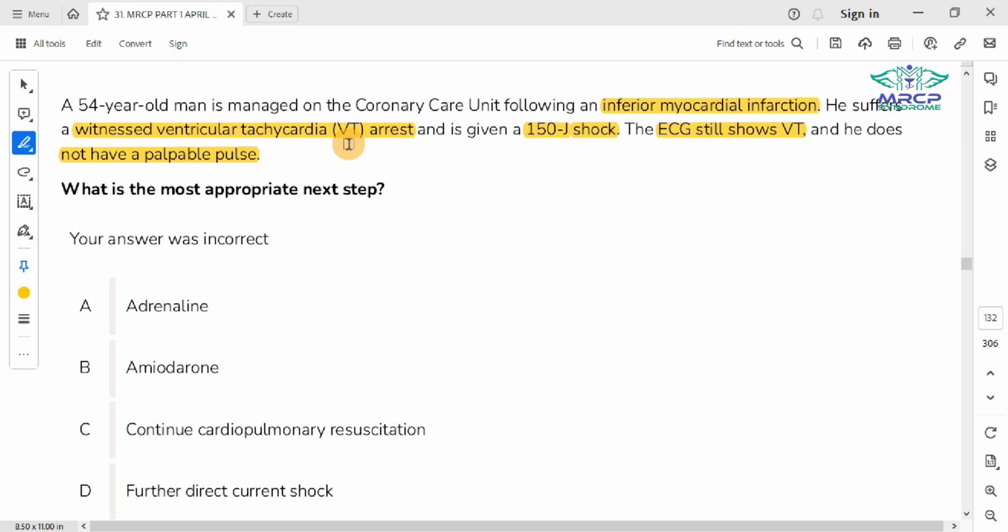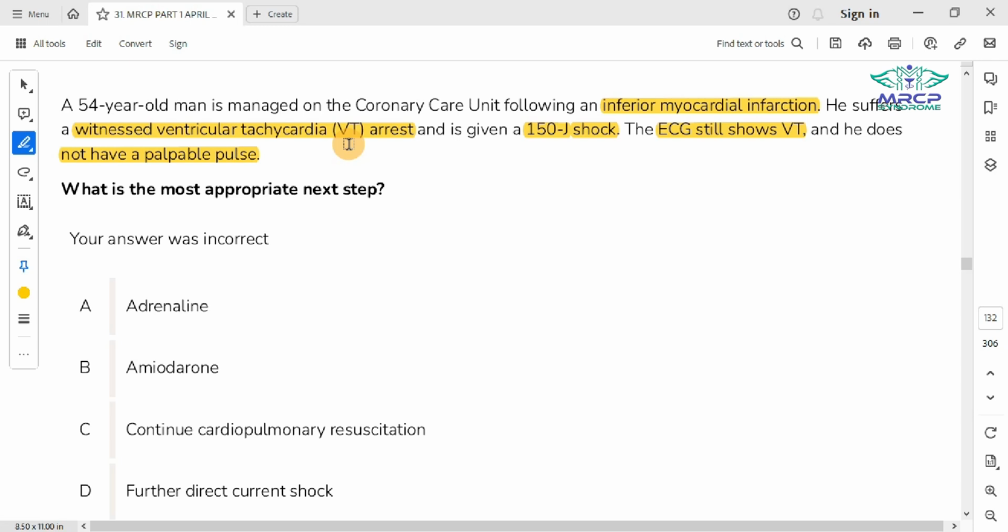This pulseless VT is treated as a shockable rhythm based on the ALS. So after delivering a shock, if the rhythm remains shockable, meaning if the rhythm still remains ventricular tachycardia, the next step would be to immediately continue the CPR for 2 minutes. The primary aim would be to maintain the perfusion and to provide the time for any treatment or for further shock to be effective.